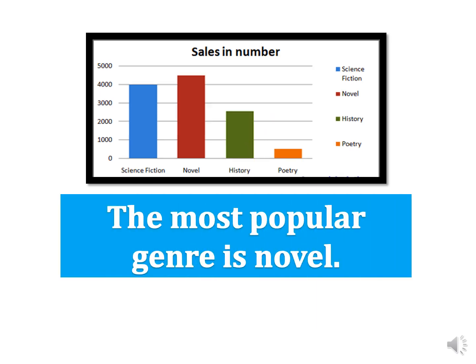The most popular genre is novel. This sentence, I got it from here. Novels, we can see, is the highest one. So the most popular genre is novel. It is nearly 4,500.